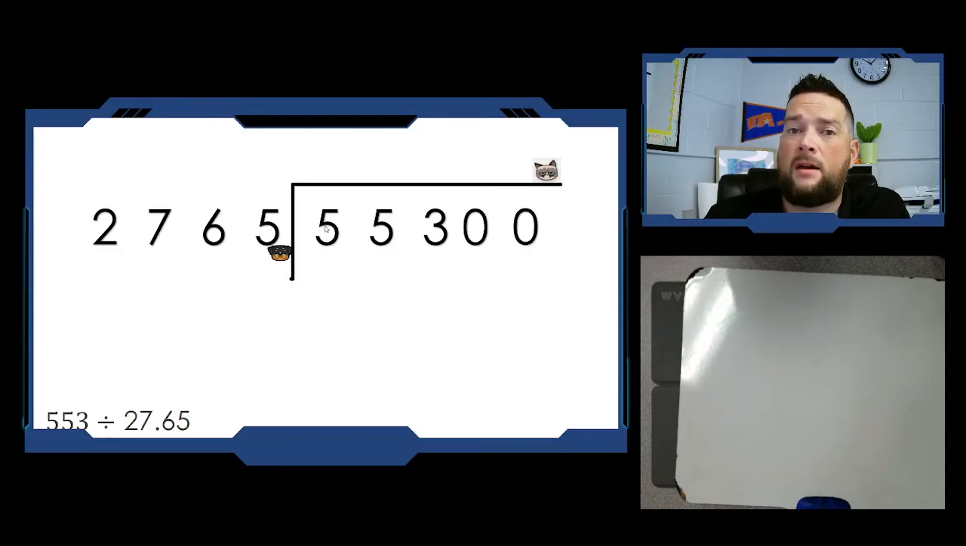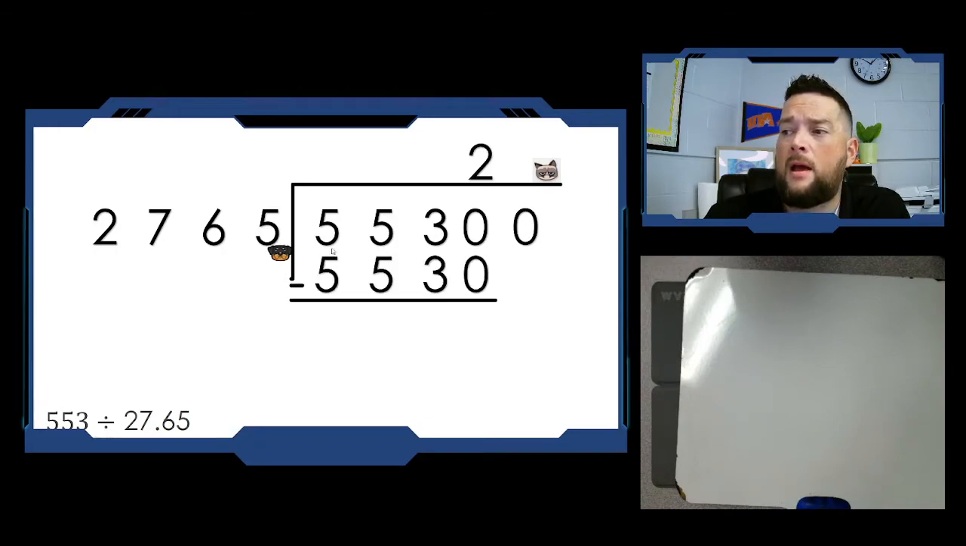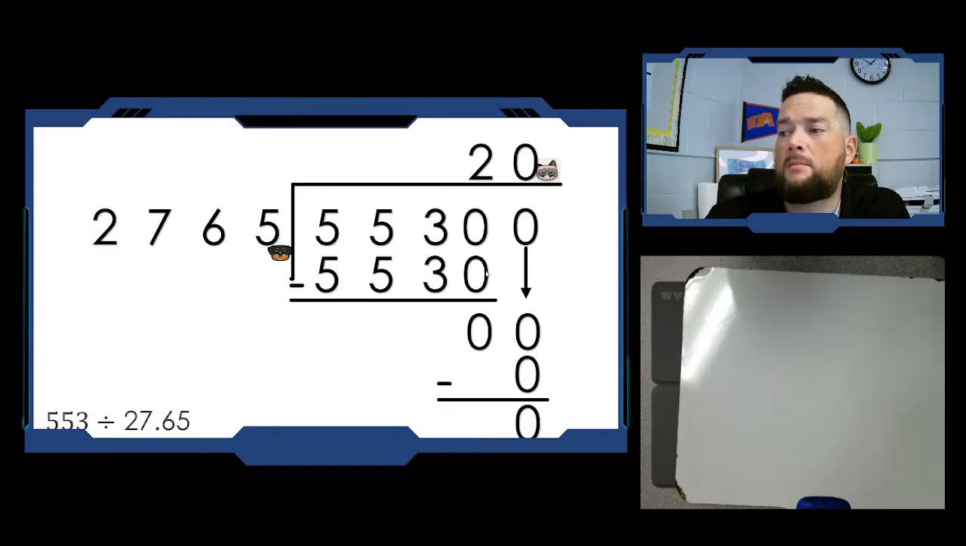2,765 does not go into 5. All right, so we're going to go to the next number in. It doesn't go into 55. So we're going to go to the next number. It doesn't go into 553, all right? But it will go into 5,530 2 times, because there's the math right there exactly. 5,530 minus 5,530 is 0. We're going to bring that other 0 down right here. That 2,765 doesn't go into that 0, so we make sure we put that 0 in that empty space right here and then multiply it down to find out. Obviously, we don't have a remainder because it was 0.